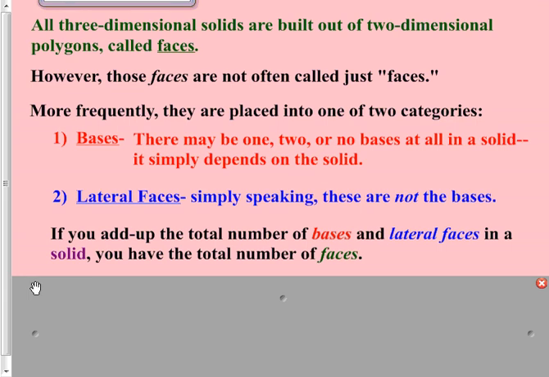However, it's important that we learn the difference because there have been plenty of test questions over the years that talk about the differences between faces or bases or lateral faces, and you've got to know the subtle differences in those definitions. Otherwise, you're going to end up answering those questions incorrectly.